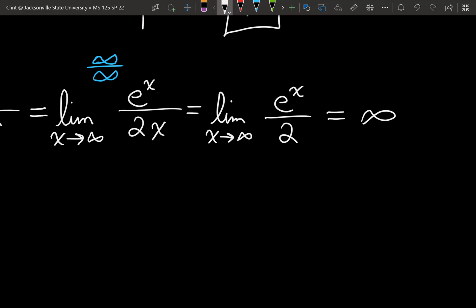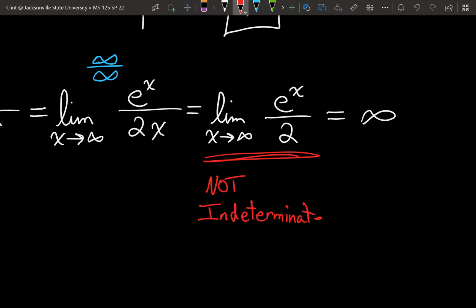The thing you have to be careful of is don't use L'Hopital's rule again, because right here, that's not indeterminate. So we can't use L'Hopital's rule again. If we did on that one, we would just end up in a mess anyway, because we would have infinity over 0, and that's just asking for trouble. So don't do it again.